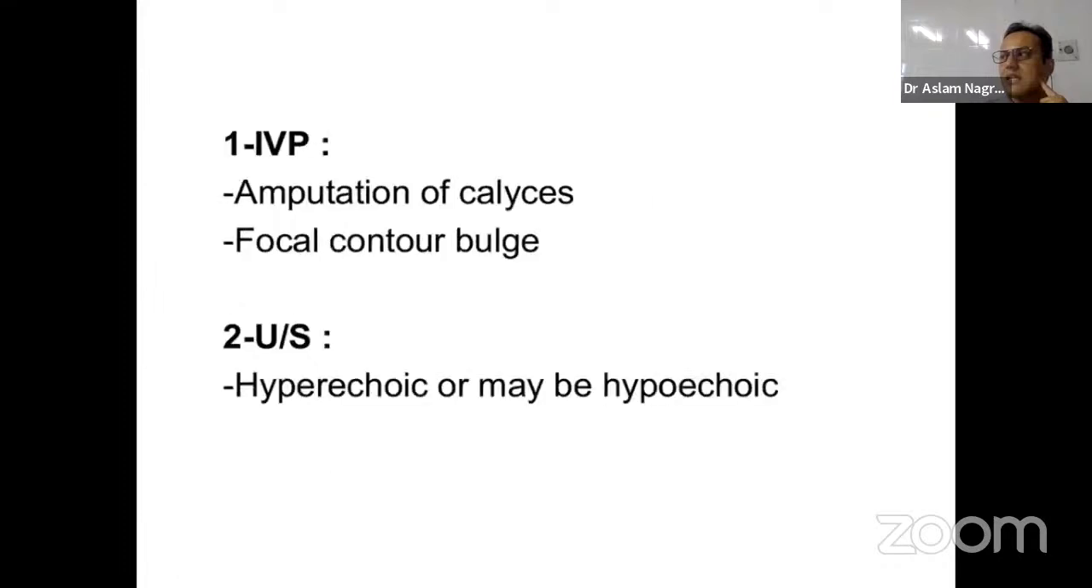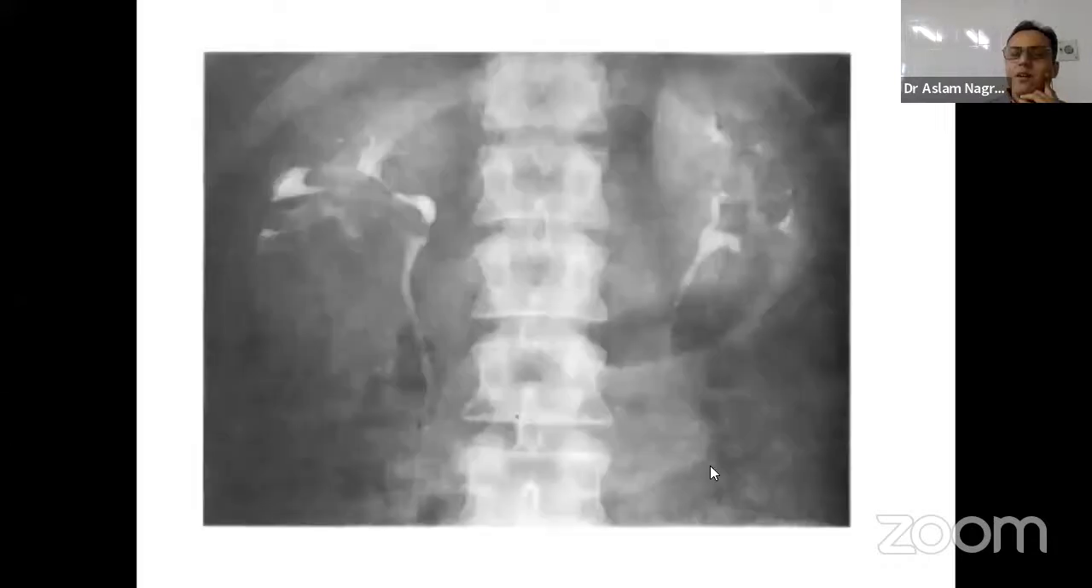So what? We will see on the IVP. Can anyone explain this IVP? Is there a lesion anywhere? Lower calyx. Besides lower calyx, do you think it is clearly delineated? Yes.